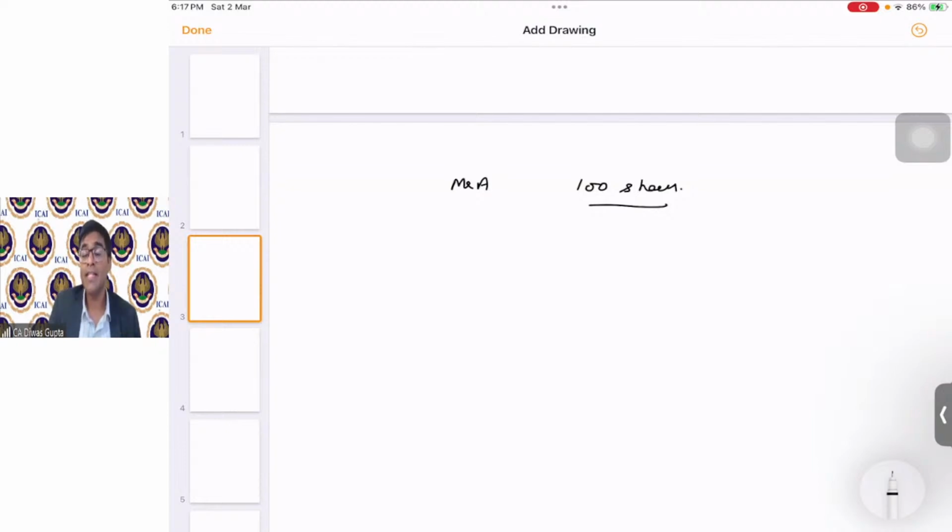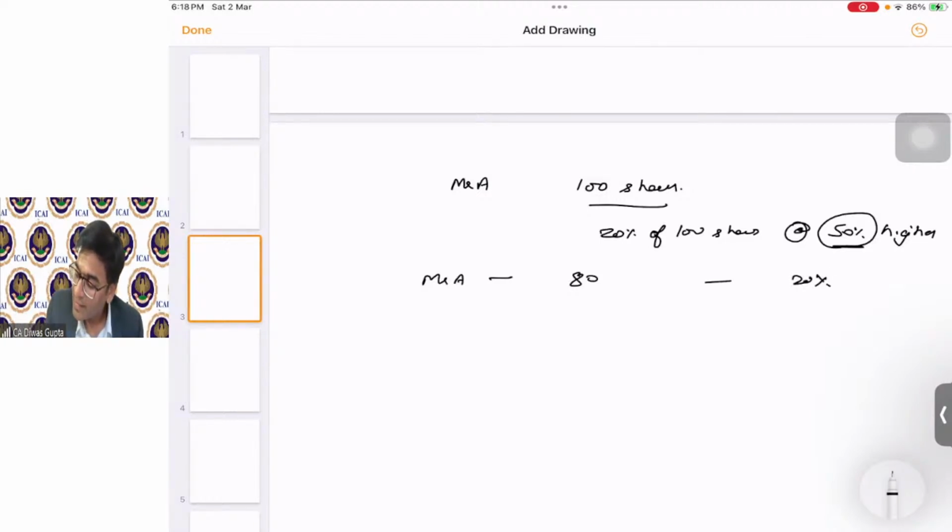The equity buyback plan says that the company will buy back 20% of the 100 shares at a rate which is higher than the market value. Let's say at a rate 50% higher than the price operating in the market. So what will happen? Mr. A will have to retain 80 shares, but for the 20 equivalent shares, Mr. A will get a 50% higher amount, right? So Mr. A will end up getting a dividend for this higher 50% amount. Now, whatever happens after this equity buyback is a separate story that we will discuss later on.